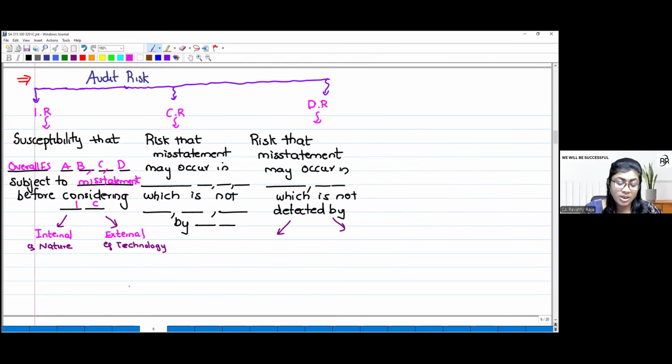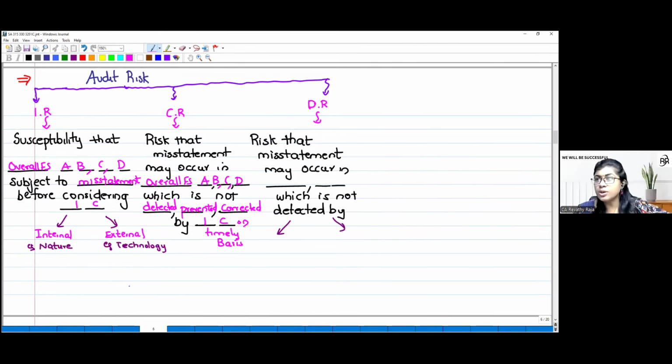And I come to the next one. Control risk. And what is control risk? Risk that misstatement may occur in overall FS or account balance, class of transaction, disclosure, which is not detected, prevented, corrected by failure of internal control on a timely basis. Are we clear?